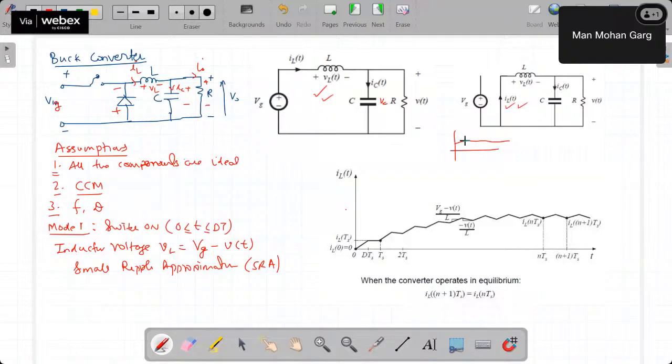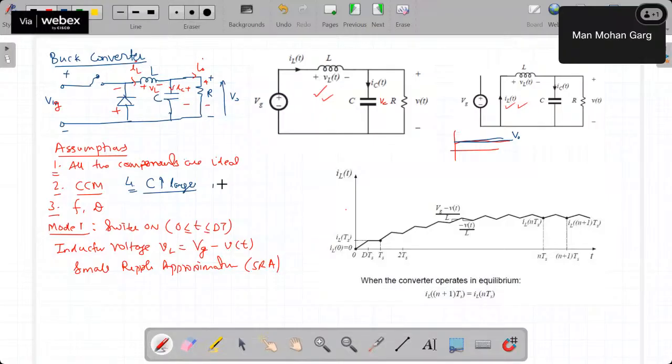That's also in assumptions. Also, as a fourth assumption you may write that the value of capacitors is sufficiently large so that this output voltage can be assumed nearly constant. Okay, so if we use this SRA, this VL can be written as Vg minus V naught. Now VL is L dI by dt, so di by dt is Vg minus V naught upon L, right?